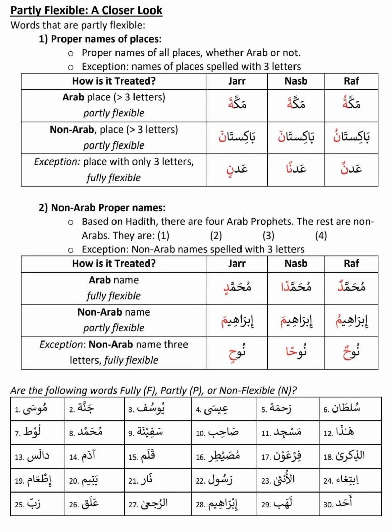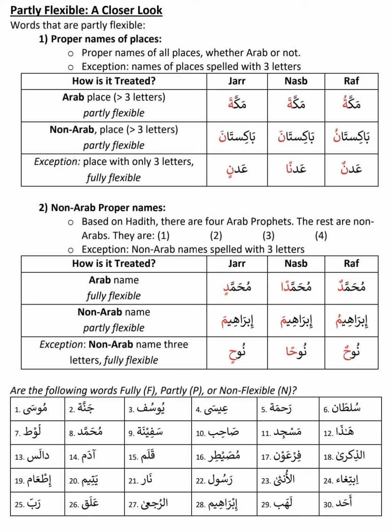So those names, since they are Arab names, are fully flexible, like Hudun, Hudan, Hudin, or Salihun, Salihan, Salihin. So it can show the Rafa and Nasab status. But if you take Ibrahim, it's a non-Arab prophet. So Ibrahimu, Ibrahima, Ibrahima. So it has to be partly flexible. So you have to keep that in mind.